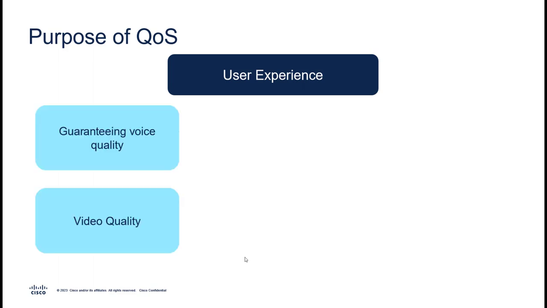First, we want to ensure that the voice and the video quality is taken care of. Let us consider a user who's trying to place either a voice call or a video call. You want to ensure that the voice call is clear, it happens immediately, and there are no dropped frames or latency anywhere.